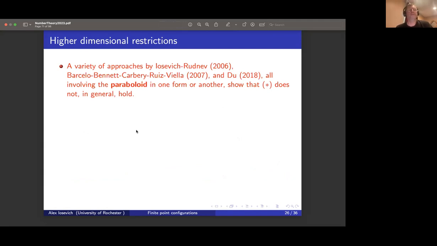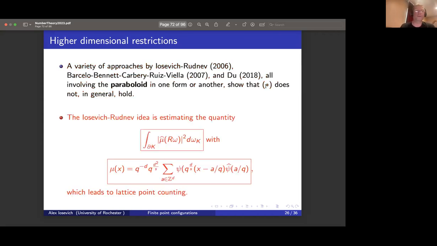Okay, so just a few comments about higher dimensional restrictions before diving into higher point configurations. So there's a variety of approaches, some due to Misha Rudnev and myself, Barcelo, Bennett, Carbery, Rogers, Biswas, and Xiumin Du. They're all involving a paraboloid in one form or another. They show that you cannot obtain a sharp estimate for the spherical average if you're allowed to replace the sphere by a general surface with non-vanishing curvature, okay?